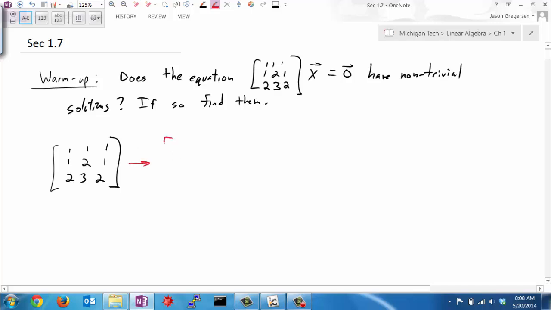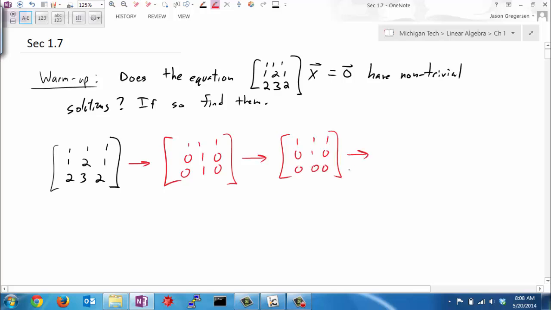So I'm going to take this thing and row reduce. I'll leave the first row the same. I'll take the second row minus the first row. 0, 1, 0. I'll take the third row minus 2 times the first row. I'll get 0, 1, 0. I'll keep the first row the same, keep the second row the same. And now I'm going to take the third row minus the second row. This. Now at this point I should be able to tell whether there are non-trivial solutions.